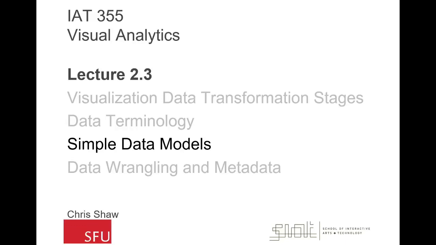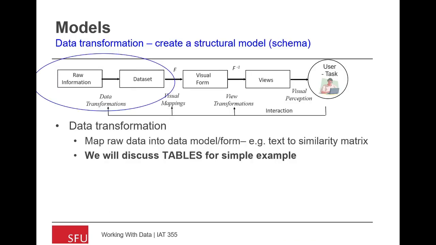This is IAT355 Visual Analytics Lecture 2.3, and we're going to speak briefly in this segment about simple data models. As we've seen before in this repeated diagram, models are what you're doing either explicitly or implicitly when you're transforming raw information through a data transformation into a data set. And we're just going to show, again, simple examples using tables.